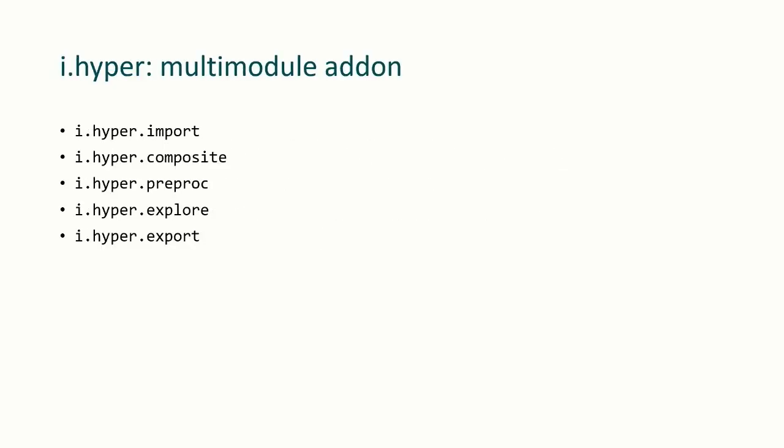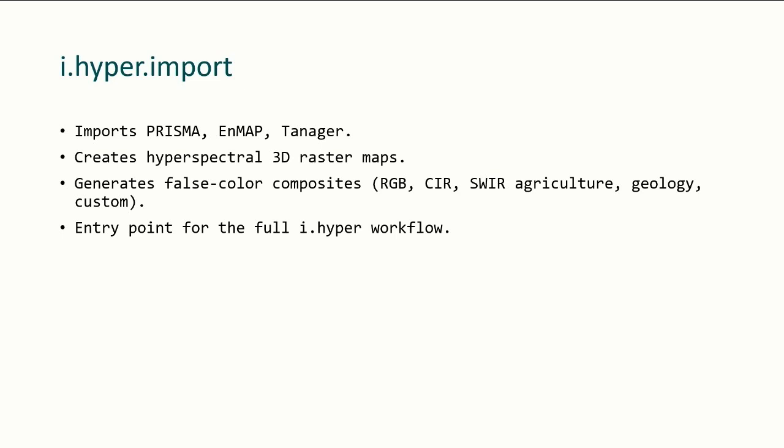So what we did here is a multimodal add-on that is intended to be used step by step in a workflow logic. There is i.hyper.import, which imports. Then there is i.hyper.composite, which lets you check what's being imported by creating 2D false color composites. Then the main thing here is i.hyper.prepros, which is for preprocessing. Then explore, for checking the spectra that you prepared, and then export, to export it from GRASS and use it elsewhere. i.hyper.import for now imports PRISMA, EnMAP and Tanager satellites.